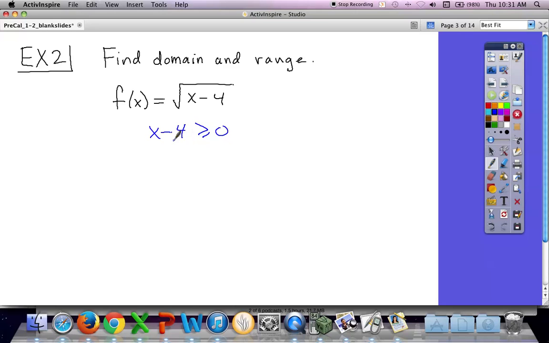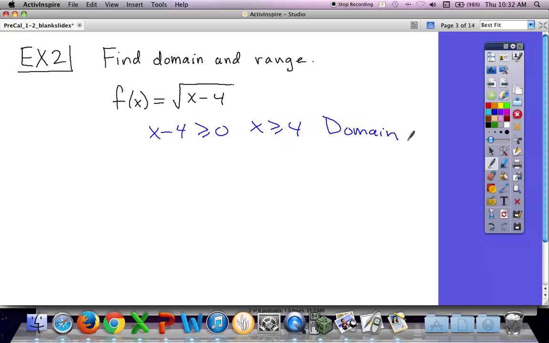Well, we know that this has to be true, right? Because if it's not true, then it's less than 0, and we can't take the square root of a negative number. So now if we solve, then x is greater than or equal to 4. That's the domain. Right? This is the same process that we've used now a few times.